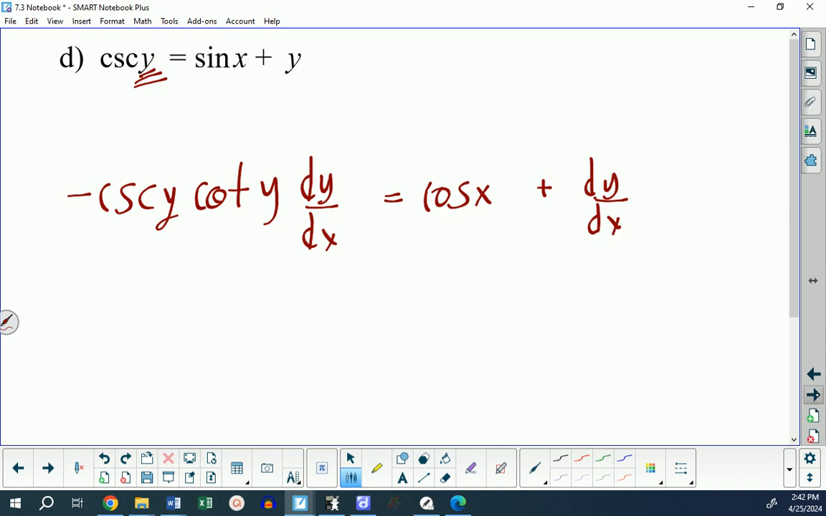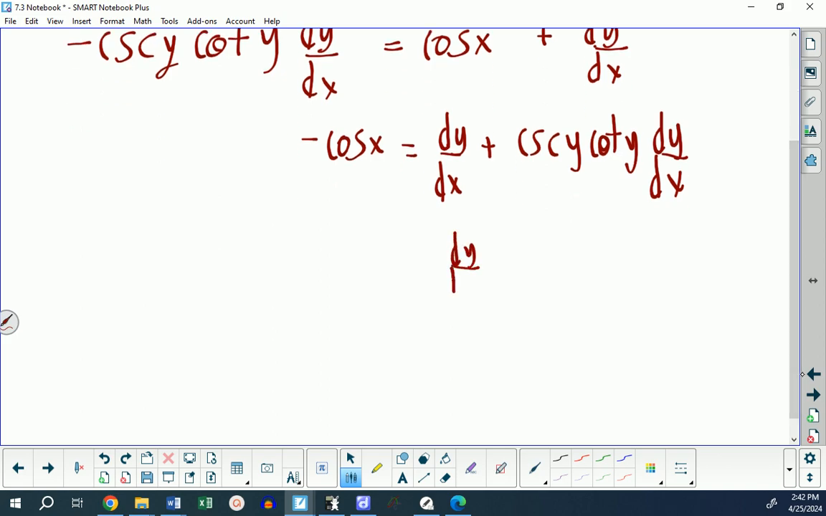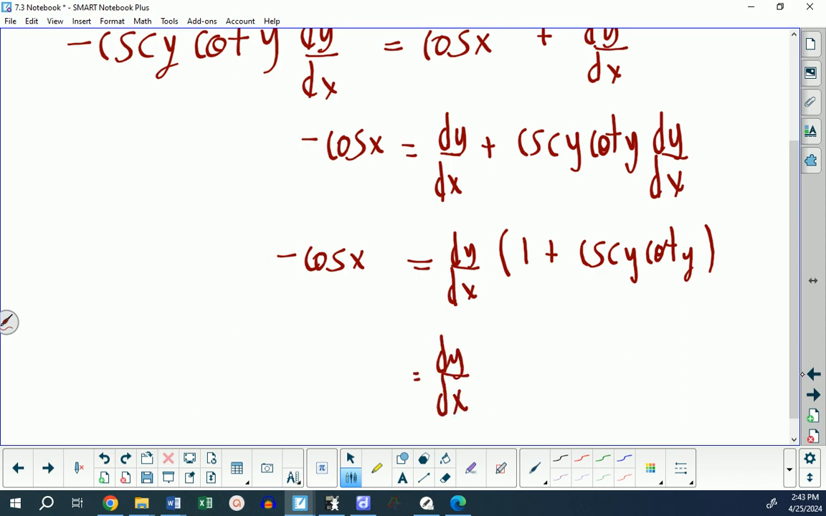Move our dy dx terms to one side. I think to minimize the number of negatives, this is the way to go. And if you've come this far with me on this question, and I think you guys all did well on the quiz, looking at them as I collected them, you understand what needs to happen is you factor out the dy dx and divide. Okay, so now I'm going to have dy dx equals negative cos x over 1 plus cosecant y cotangent y.